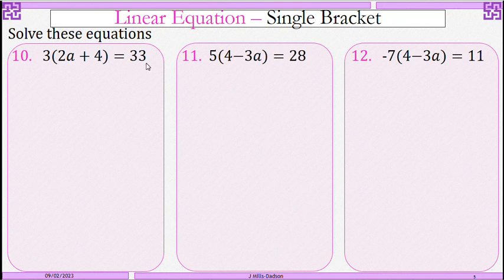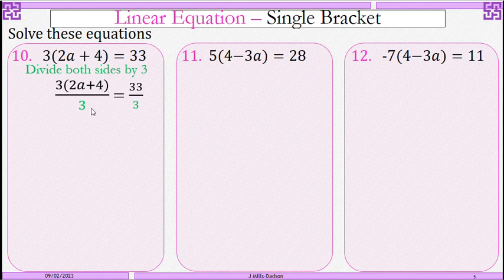So here we see 33 could be divided by 3, and because 3 is multiplying the whole bracket, reversing times by 3 is to divide both sides by 3. So we divide both sides by 3. So this is what we're going to have. And this 3 can now cross out this 3. We're going to have 2a plus 4 equals 11. So we have the basic standard linear equation.